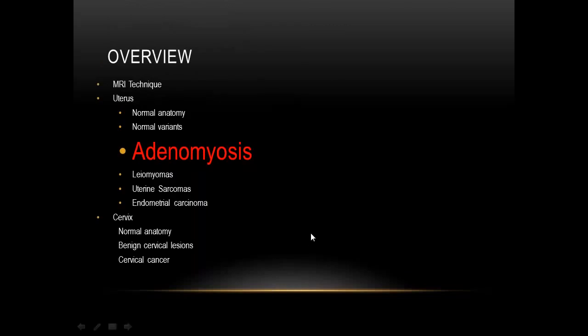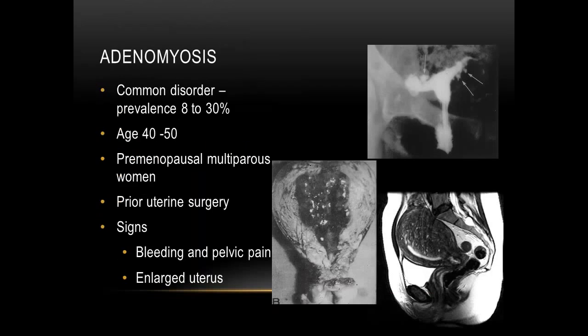The next topic will be adenomyosis. Adenomyosis is a common disorder. Its prevalence is between 8 to 30% of the population, most commonly between age 40 to 50 in premenopausal patients. Usually occurs more often in multiparous patients who have had prior uterine surgery. These signs are increased bleeding and pelvic pain, as well as an enlarged uterus.